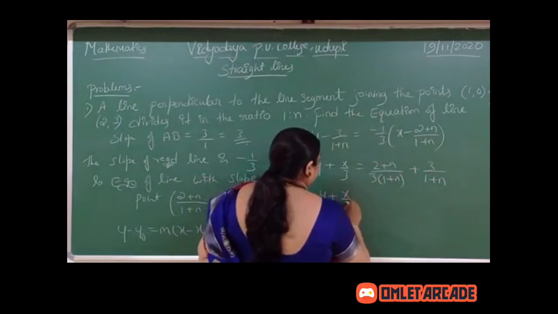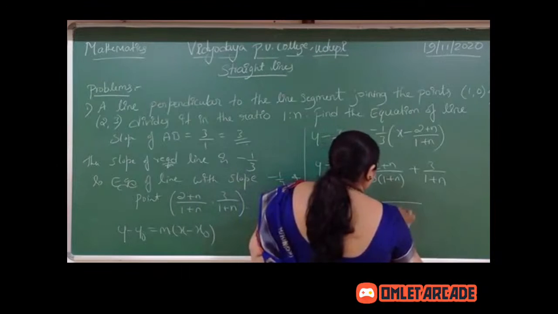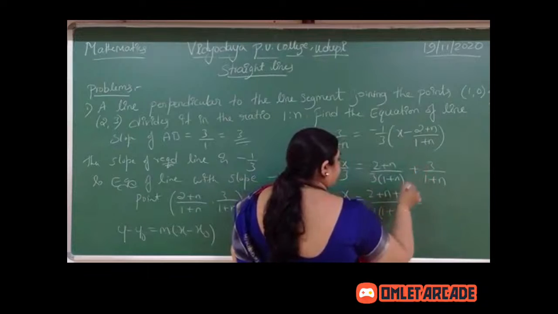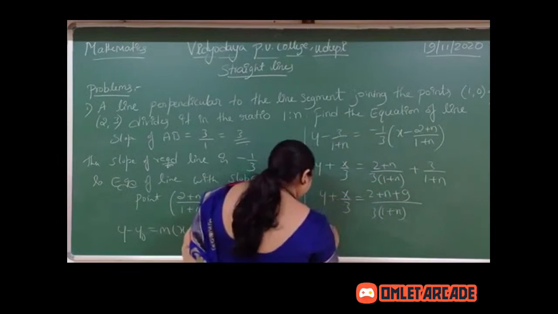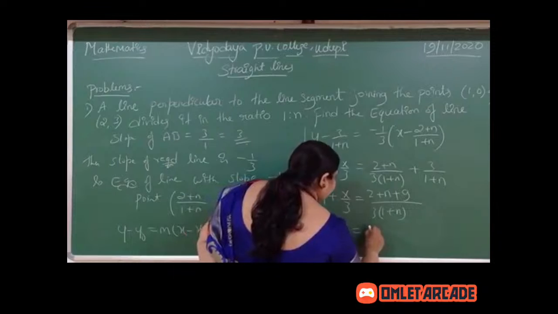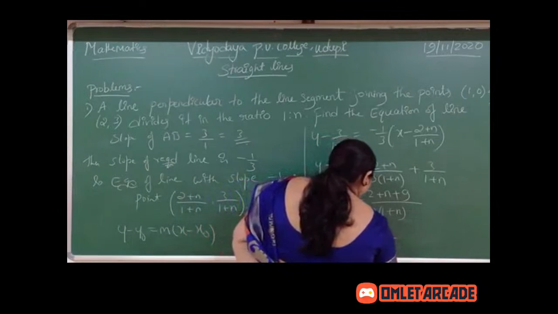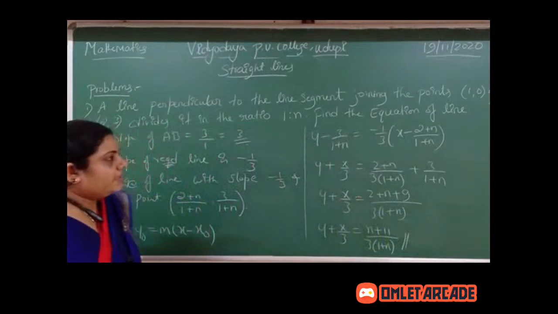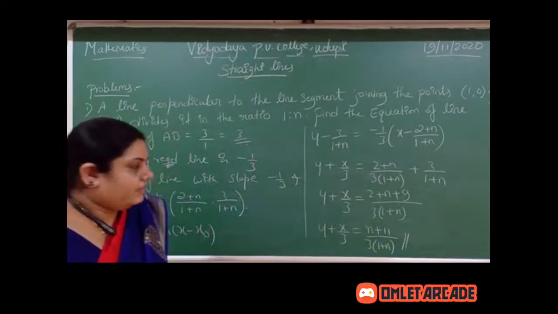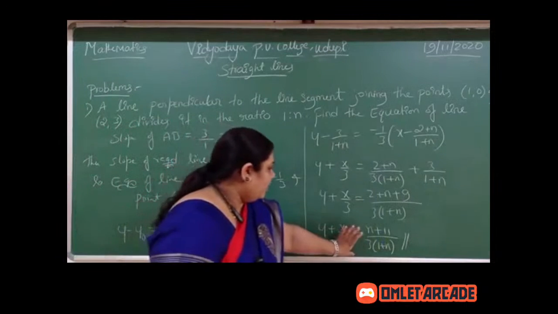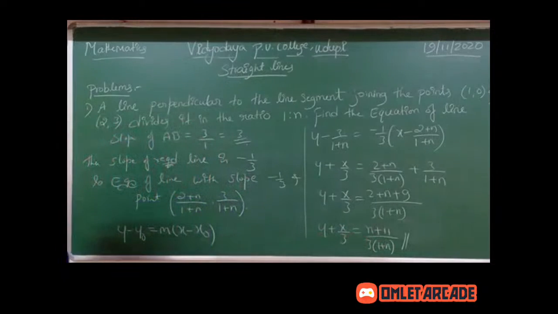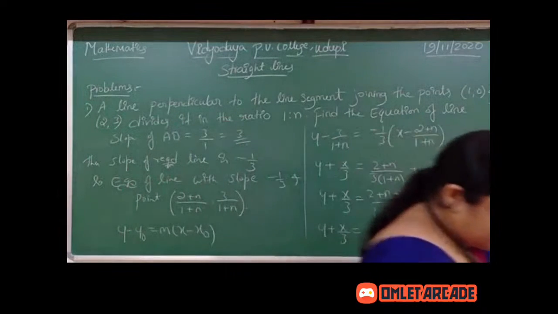So y plus x by 3 is equal to, here when you take LCM, so what you will get, 2 plus n plus this will be 9. So it is y plus x by 3 is equal to 9 plus 11 divided by 3 into 1 plus n. I think till here it is enough. Actually in textbook they have given the same equation in different form, but till here is also enough. Okay. So this is the required equation of line. So we'll see the next question.